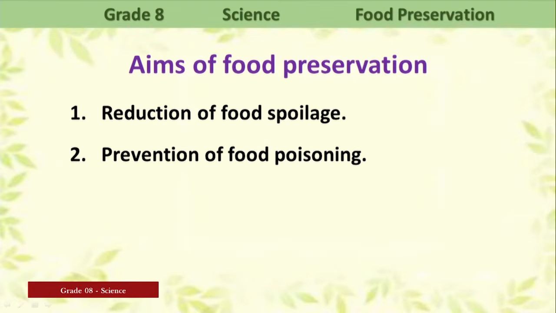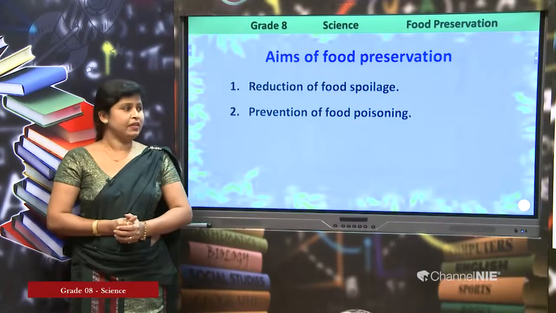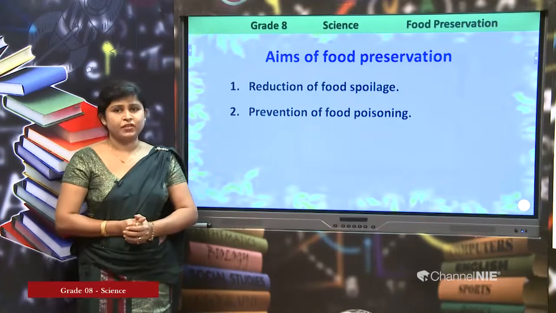Prevention of food poisoning, right. So, when we consume bad or rotten food, it will lead to severe food poisoning, right. We get different types of diseases by the consumption of rotten or bad food. So, it can be prevented by food preservation.